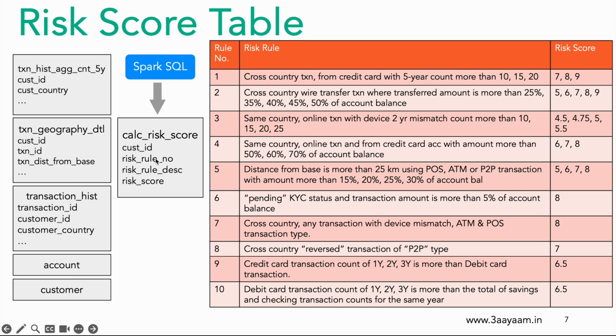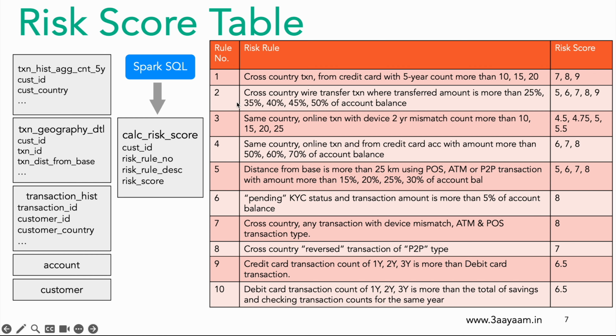score. Now, where do you get this risk rule number and risk rule description from? You'll get the rules from here. For example, rule number 1 says that cross-country transaction from credit card with 5-year count more than 10 should have a score of 7. If the count is more than 15, then the score should be 8. And if the count is more than 20, the score should be 9.